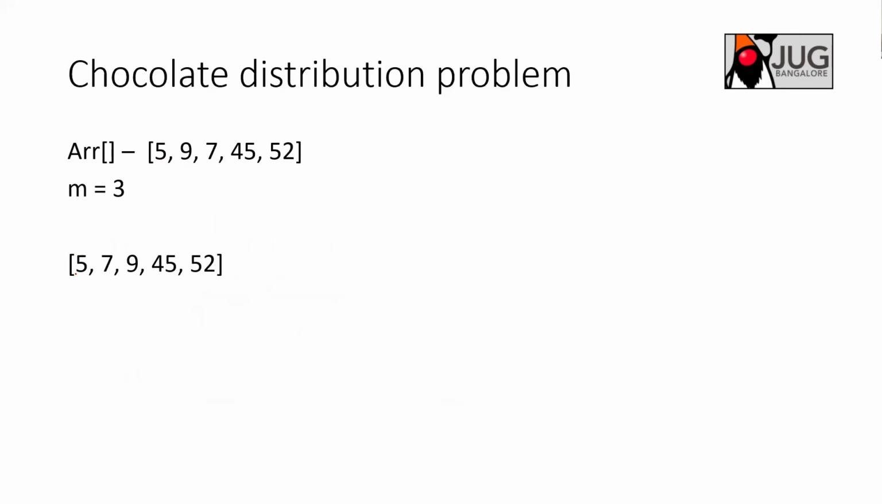After sorting, I got something like this: 5, 7, 9, 45, 52. So this is sorted. Now you see how many students there are, right? And I think I explained the sliding window problem when I discussed arrays. You can use the same technique here. You pick the number of students as the number of chocolate packets. For example, in this case, you pick the first 3 packets, and see the difference between the first element and the last element here. So here my window is 3. I'll take the difference between the last and the first element, which is nothing but 4 here, right?